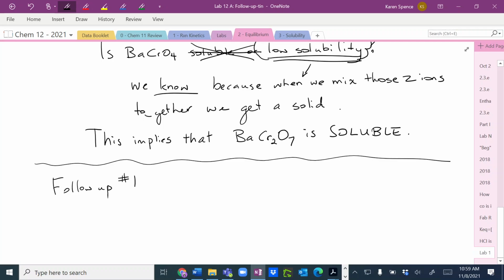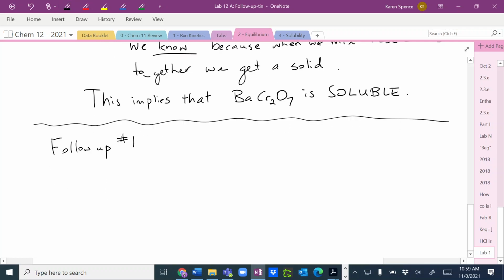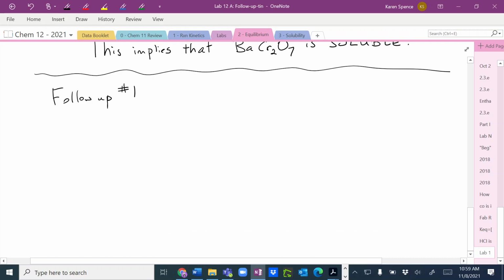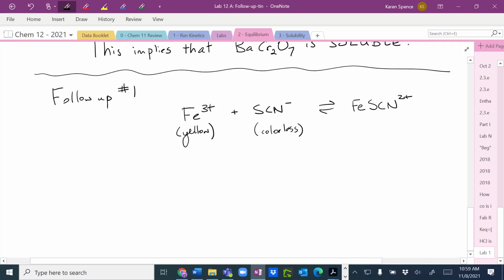Follow-up number 1. When silver ions are added to the red FeSCN2+ ion in part 2, the color disappears. So what it is saying is that our equilibrium is as follows. We have the Fe3+ ion, which is yellow. We have the SCN- ion, which is colorless. And we have the FeSCN2+, which is red.